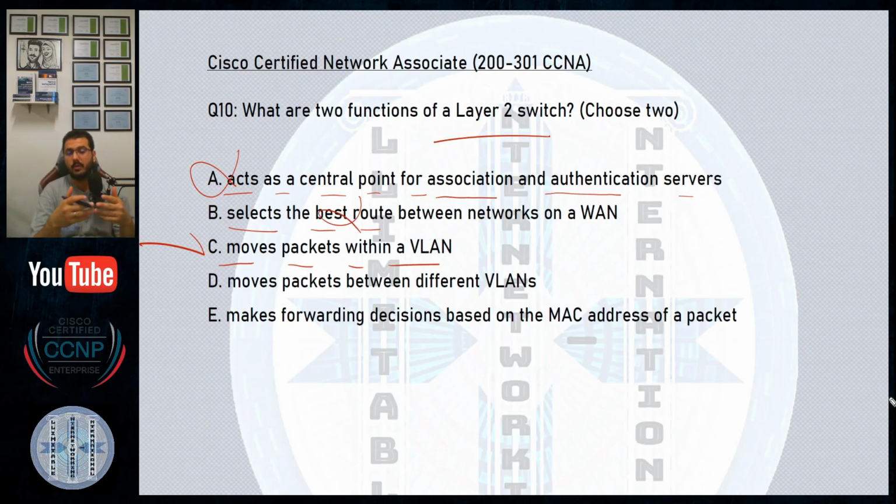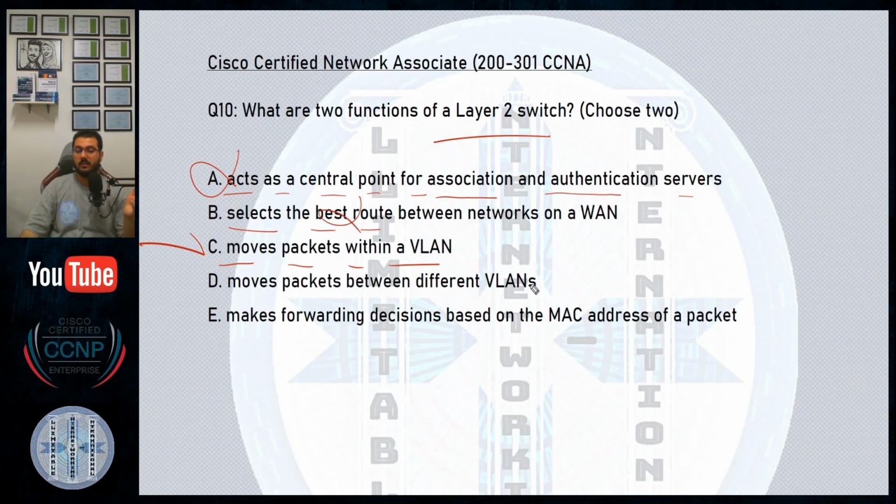In a packet. Where will that packet be? Encapsulated in a frame. And that frame is flowing, yes, flowing. That frame is moving within the same VLAN. So C is correct, and it can be performed by a layer 2 switch.